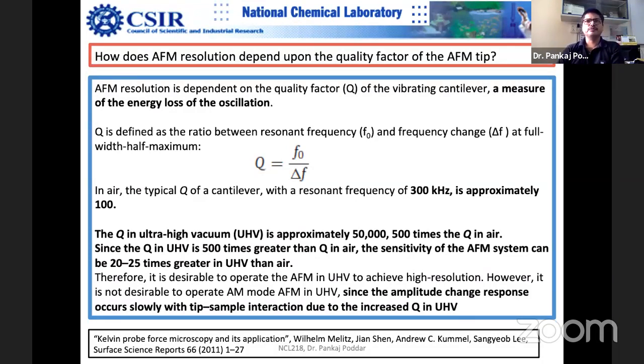If you remember, I showed you that there are two types of dynamic modes: amplitude modulation as well as frequency modulation. Frequency modulation is suitable for ultra high vacuum. We have already discussed that. But if you use the normal AFM, which we call tapping mode AFM, where we look at the amplitude change, amplitude sensitivity decreases if you do this in UHV.